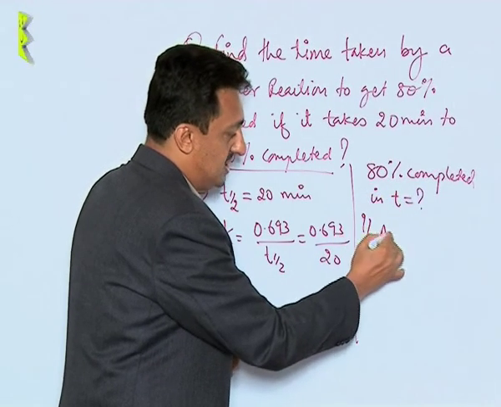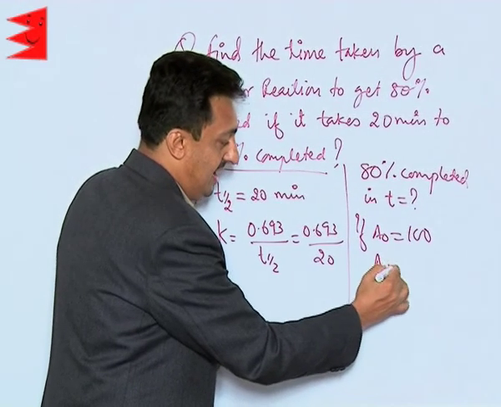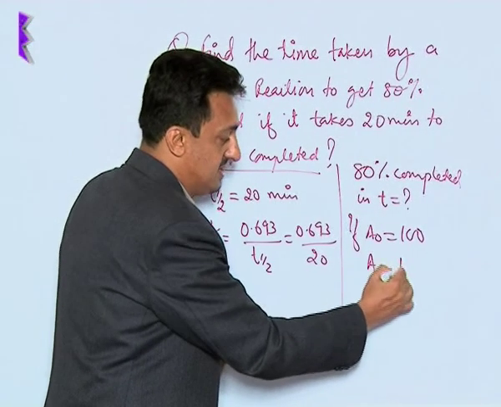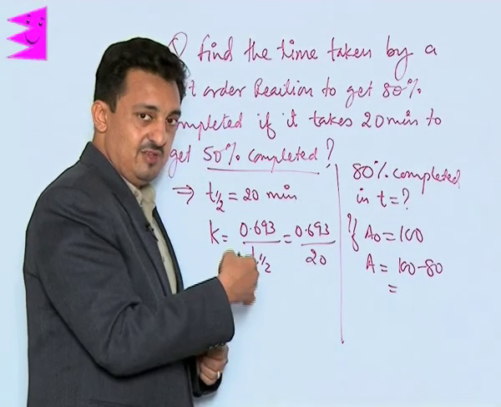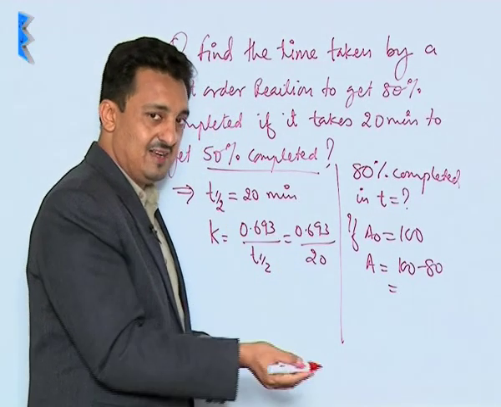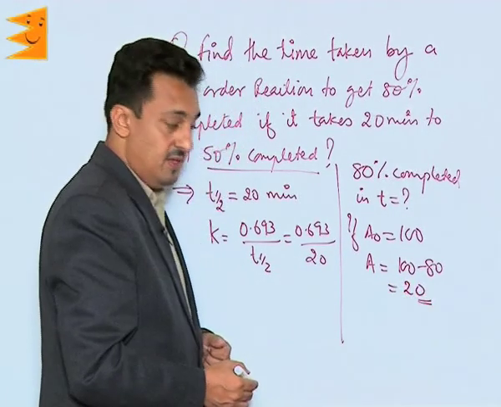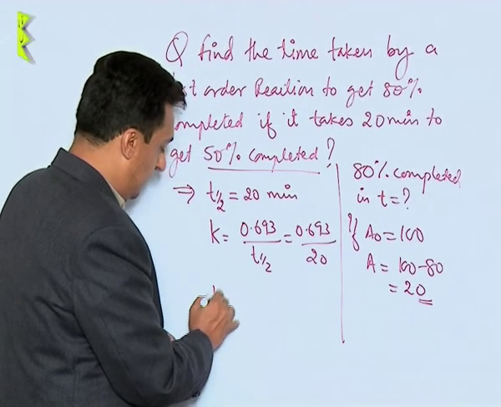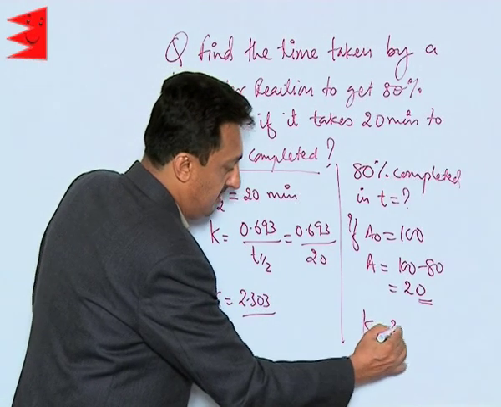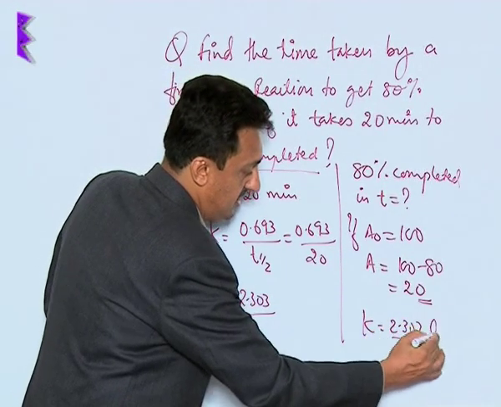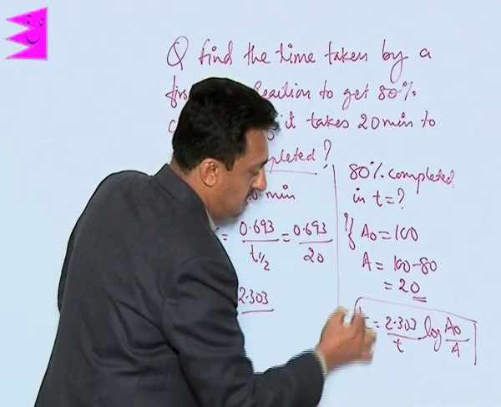Now, suppose initially the reactant was 100. Definitely at time t the reactant left is 100 minus 80, because 80% of the reaction has already reacted. So how much of the reactant is left out? It is 100 minus 80, which is 20. So we can now know that this K will be equal to 2.303, since the formula we know already is 2.303 upon t log a naught upon a. So we can use this formula.